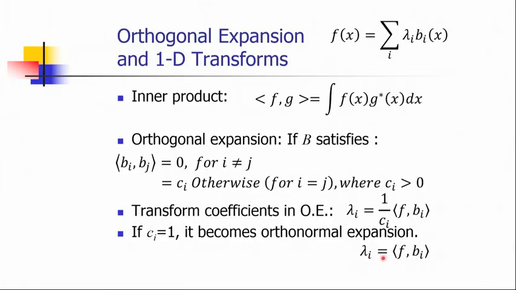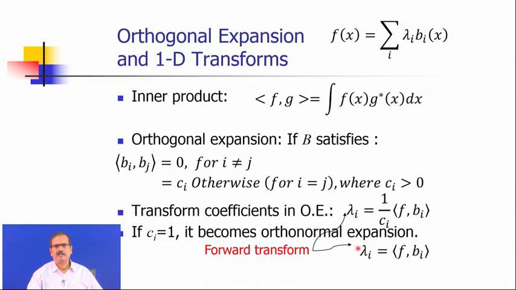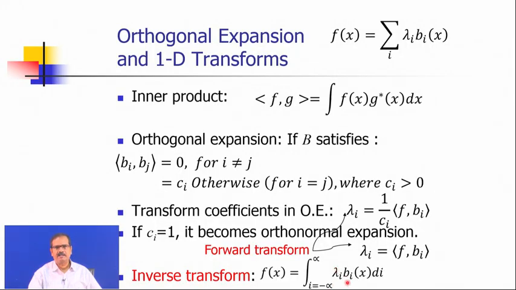Then we can simply write lambda I equal to the inner product of the function and Bi. Since we are expressing the functions in terms of only transform coefficients, we call this operation a forward transform operation. Now the function, instead of being represented by f(x), is represented by these lambdas, and the reverse or inverse transform would be to compute the function back from these coefficients. Because of the orthogonal property and also the orthonormal property, we can simply write it in this form.